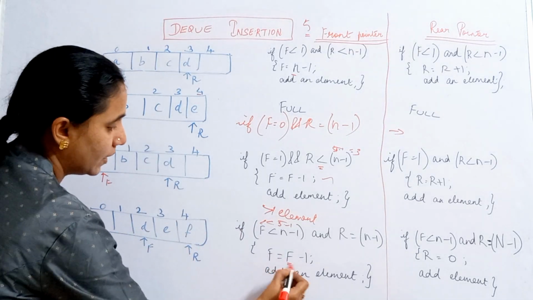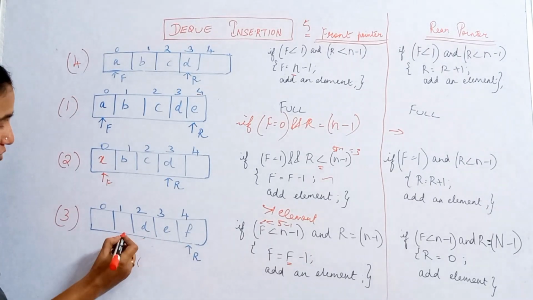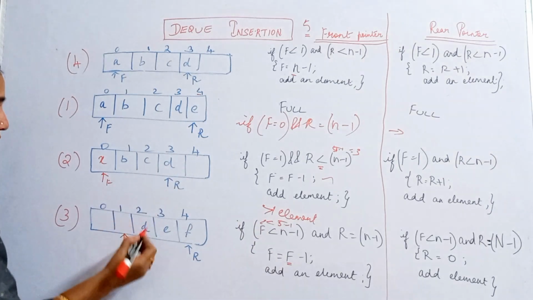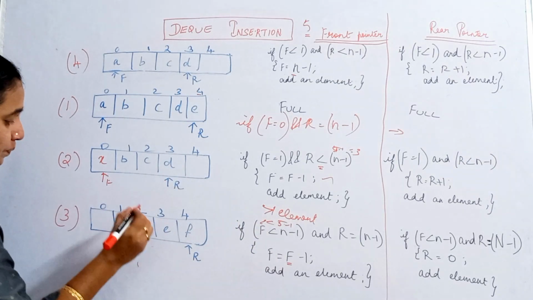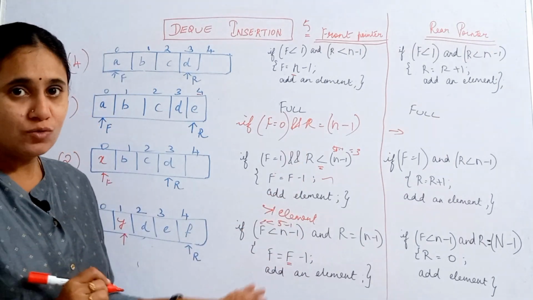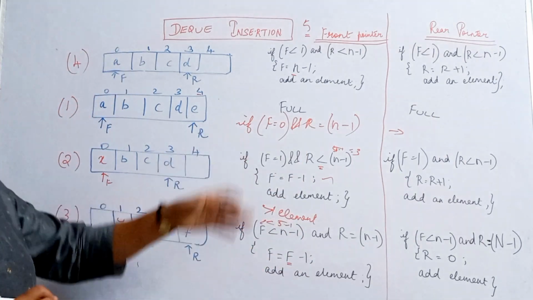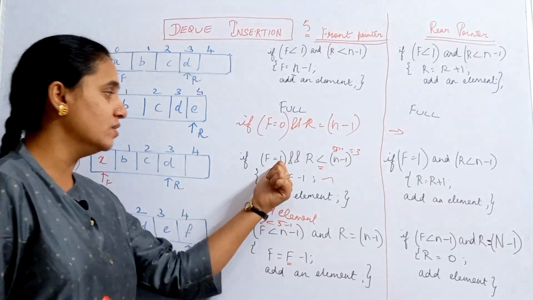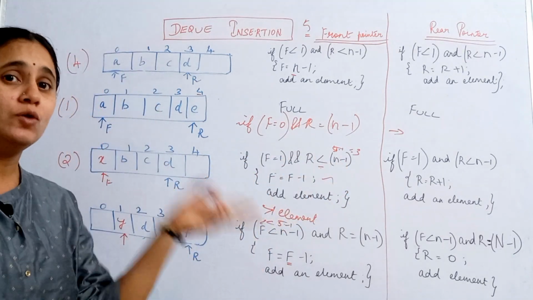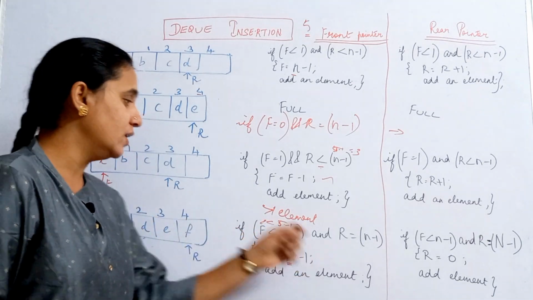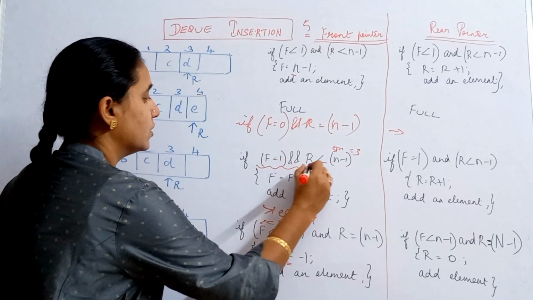So once again, I am decrementing the front pointer here. So f is equal to f minus 1, decrementing, and I am going to add any other element, y. Right? Like this, I am going to insert. Friends, are you all clear? So these two conditions are very important. If one element has to be inserted in the front, this is the condition. If more than 2 or 3 elements have to be inserted in my front position, this is the condition. So please make a note.